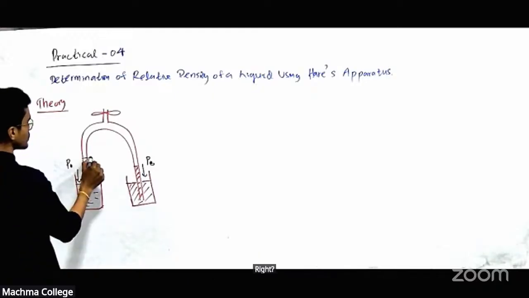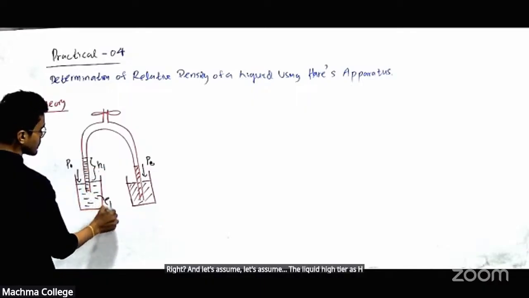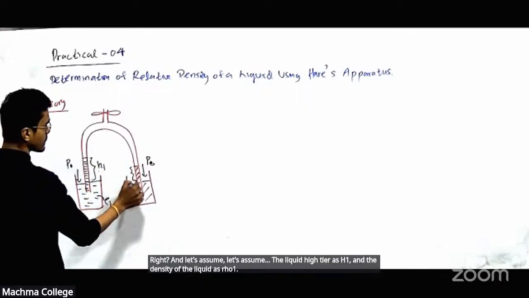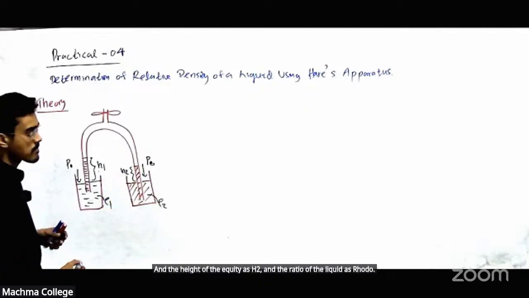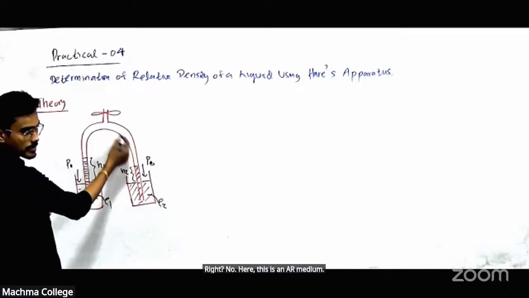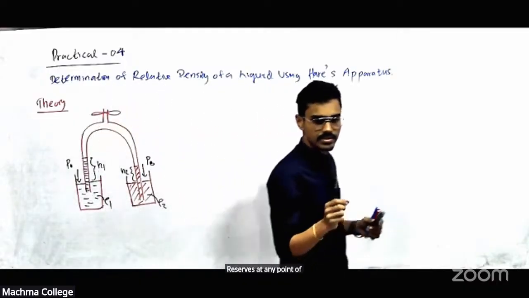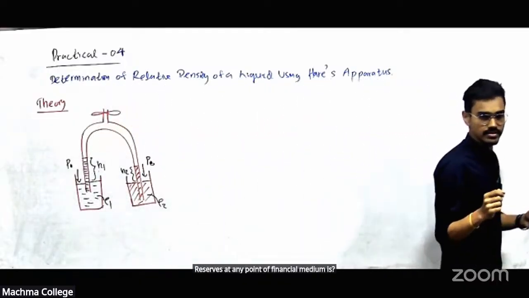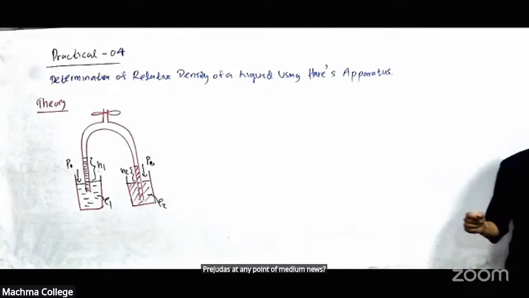And let's assume the liquid height here as H1, and the density of the liquid as ρ1, and the height of the liquid here as H2, and the density of the liquid as ρ2. Right? Now, here this is an air medium. Pressures at any point of an air medium is same or different?